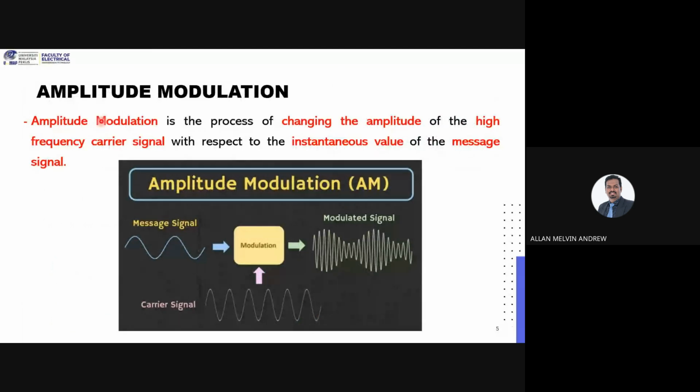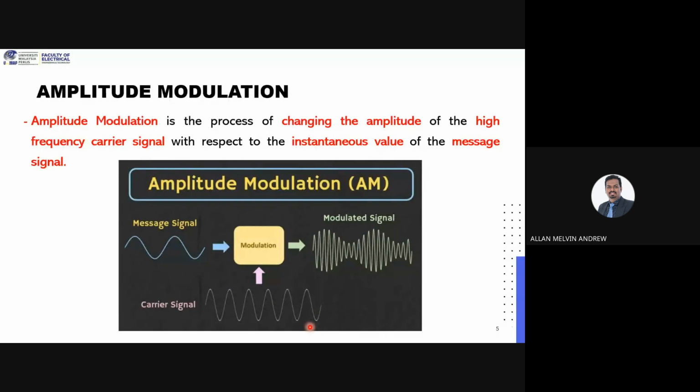Today we will see amplitude modulation. So what is amplitude modulation? Amplitude modulation is the process of changing the amplitude of the high frequency carrier signal with respect to the instantaneous value of the message signal. You can see the message signal is like this, you can see the shape. And this is a carrier signal. The carrier signal normally will be the same for all.